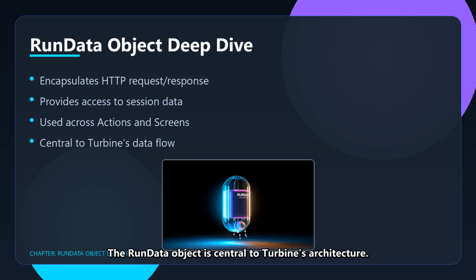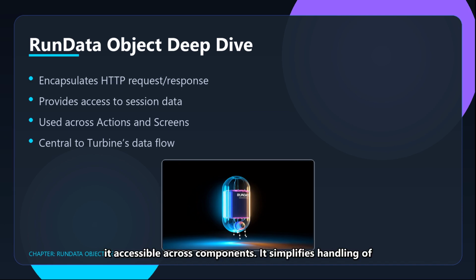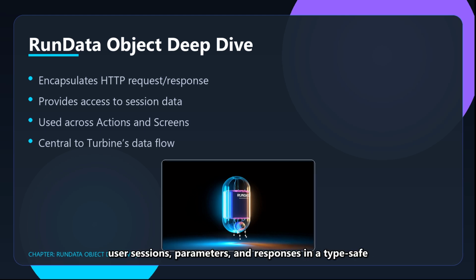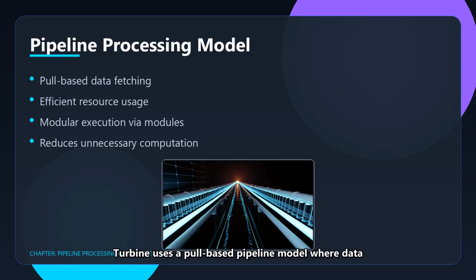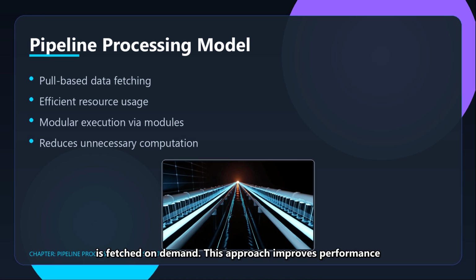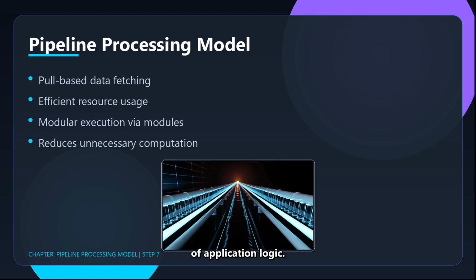The RunData object is central to Turbine's architecture. It wraps HTTP request and session data, making it accessible across components. It simplifies handling of user sessions, parameters, and responses in a type-safe way. Turbine uses a pull-based pipeline model where data is fetched on demand. This approach improves performance by reducing unnecessary processing and supports modular execution of application logic.